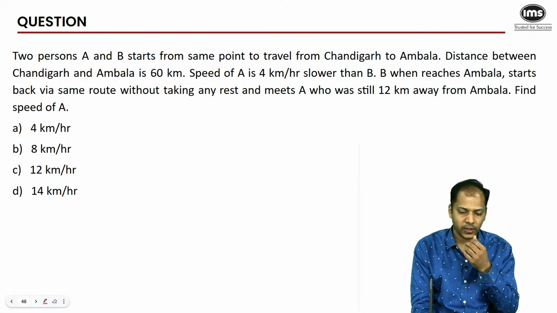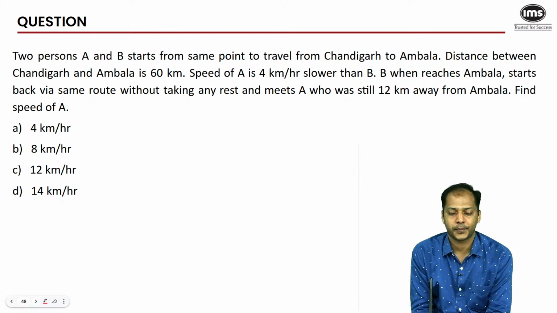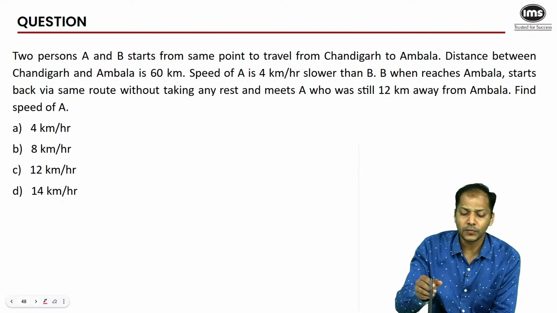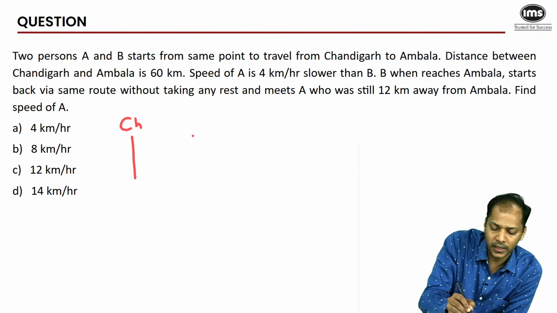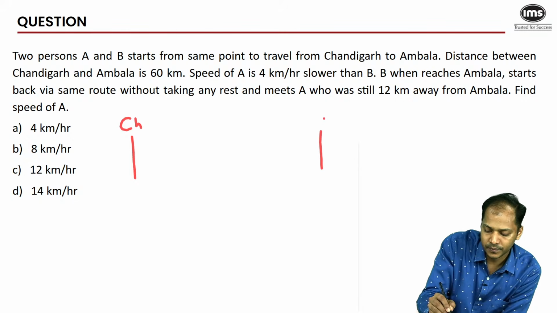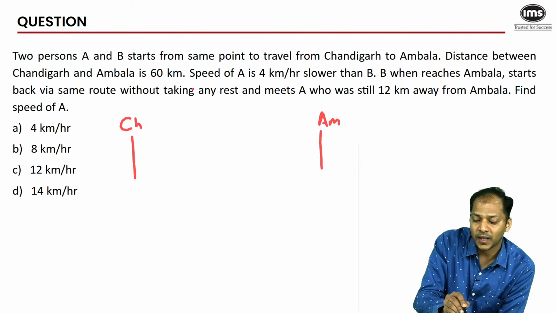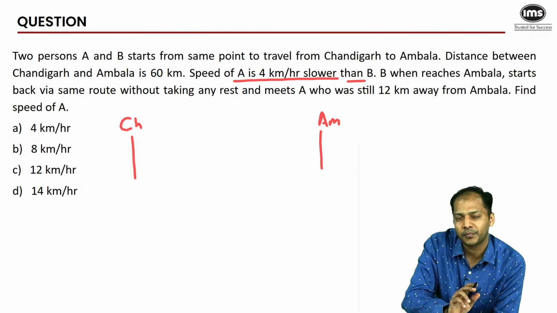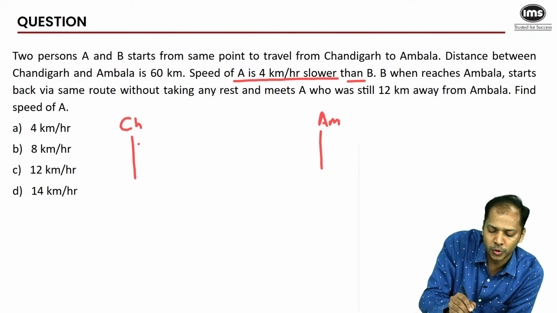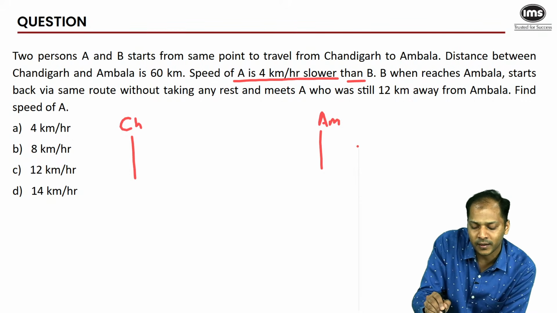I think here we could easily get the ratio of their speeds. What has happened over here? They're going from Chandigarh to Ambala. Person A, the speed of A is 4 kilometers per hour slower than B. Now here the approach should be B is faster. So B reaches Ambala earlier and then turns and meets A in the return journey.